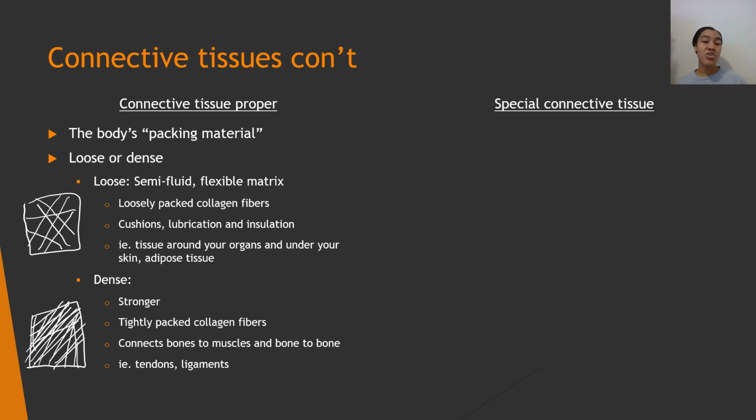We also have special connective tissues, and these are connective tissue that you may or may not immediately think of as connective tissue. And they're special because they usually have some sort of special cell type that makes up the matrix of these types of tissue. Special connective tissue can be rigid or fluid. An example of rigid is bones. So your bones provide protection and support for your body.